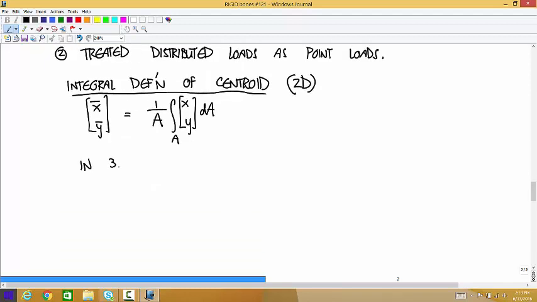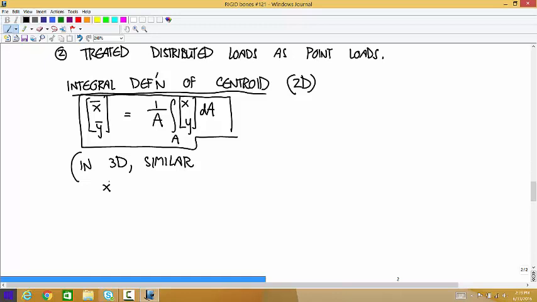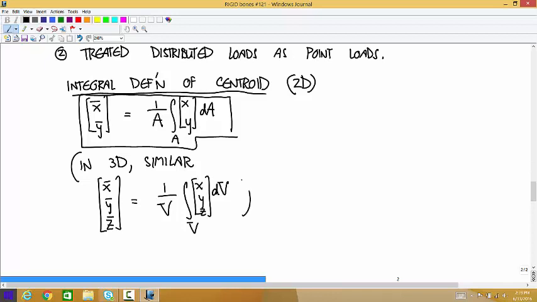In 3D, it looks similar. This is not the one we're going to use, but in 3D, the definition looks like this. X bar, y bar, z bar is equal to 1 over the volume of the body times the integral over the whole volume of x, y, z times the infinitesimal increment of volume.